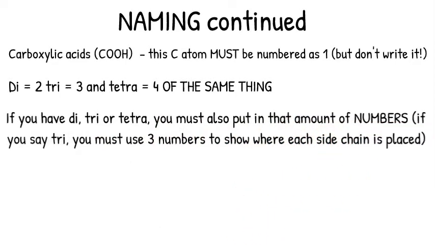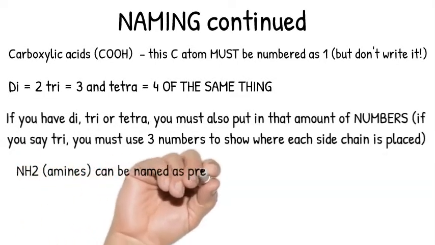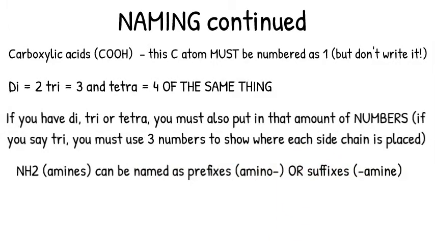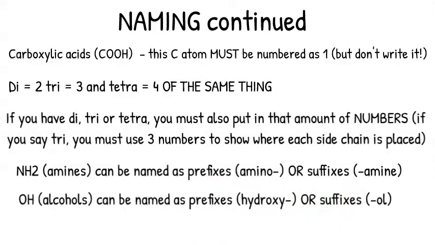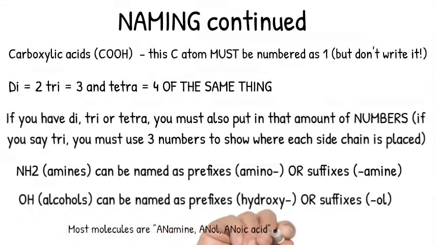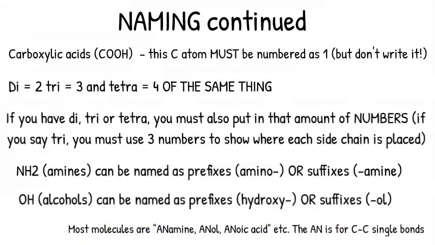Amines, NH2, can be named as prefixes, amino at the start of the word, or suffixes, amine at the end of the word. In the same way, we can name the alcohols, the OH groups. They can be named as prefixes with a hydroxy at the start, like any other side chain, or suffixes with an ol at the end. Note that all these need an "an" before them to denote the C-to-C single bonds.